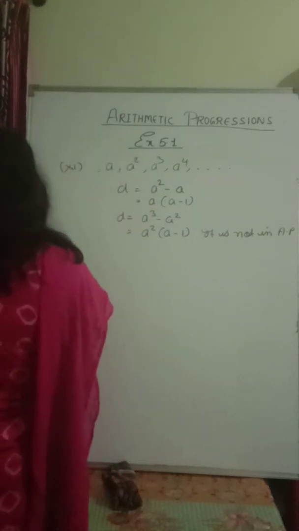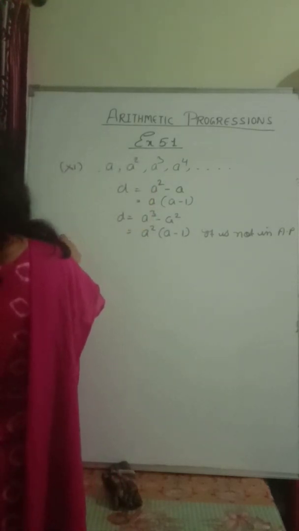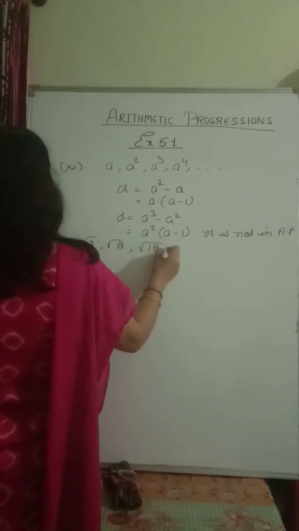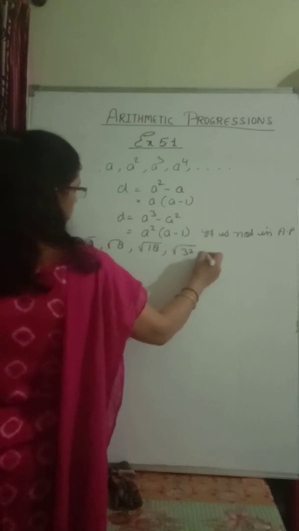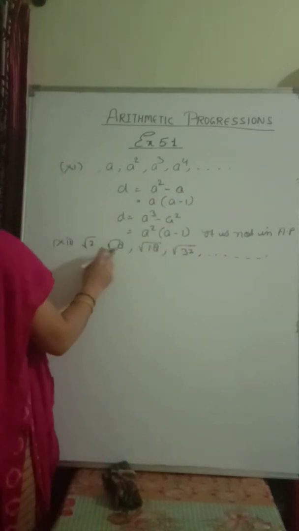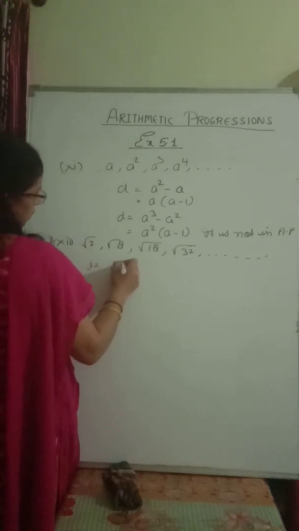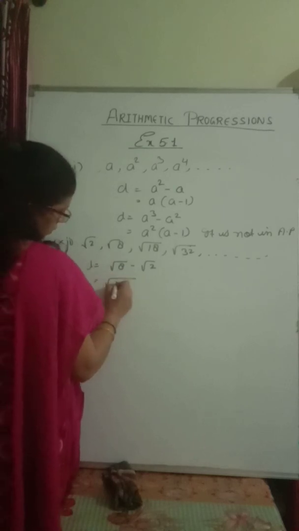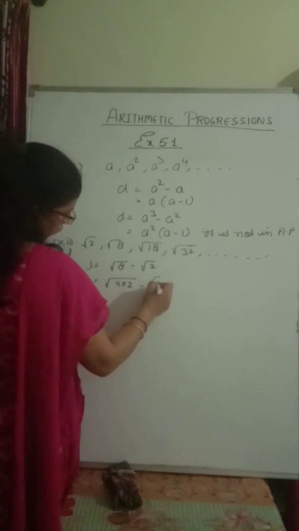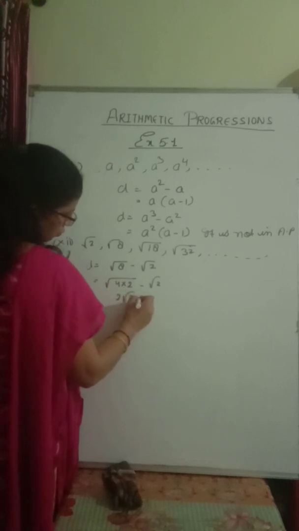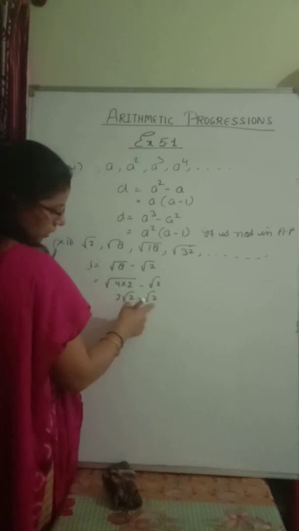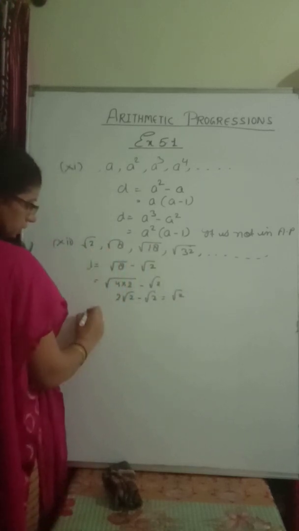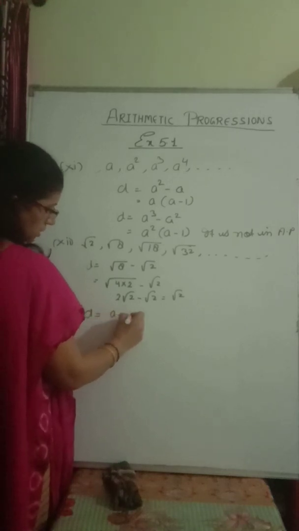Then let us move to the 12th part: root 2, root 8, root 18, root 32, up to so on. Let us find the common difference: root 8 minus root 2. Now we have to simplify root 8. How will I write it? 4 times 2 is 8, minus root 2. The root of 4 comes out, so 2 root 2 minus root 2. Both are root 2 terms, so 2 minus 1, root 2. Okay. Now also check a3 minus a2. d is equal to a3 minus a2.